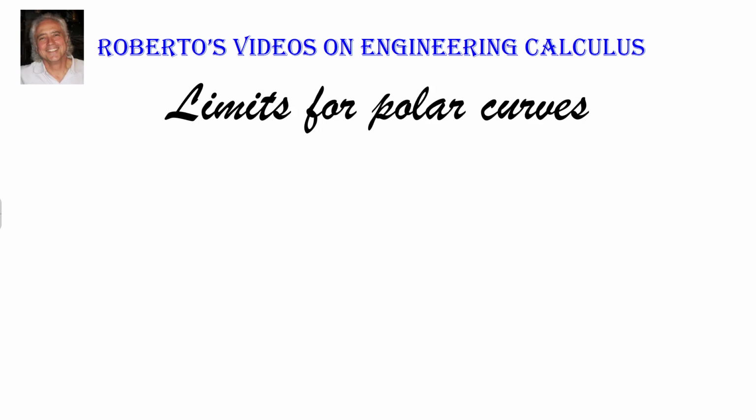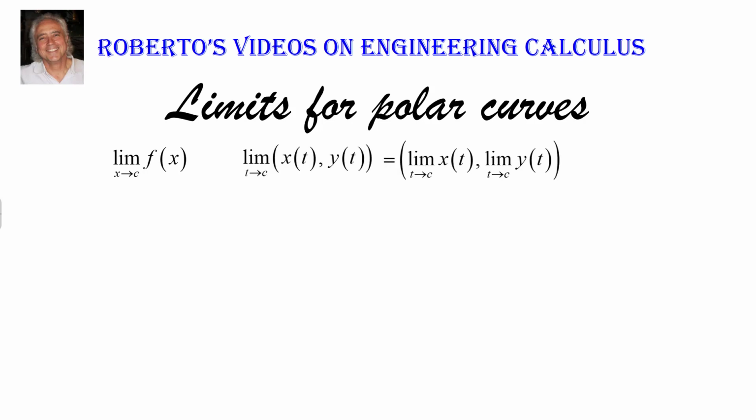So by now we're quite familiar with the notation limit as x approaches c of f of x for a regular function, and we have also seen what we mean by the limit as t approaching c of a parametric curve. It just means that we're looking at the two limits separately for the x and the y coordinate. So far so good, but what about polar curves?